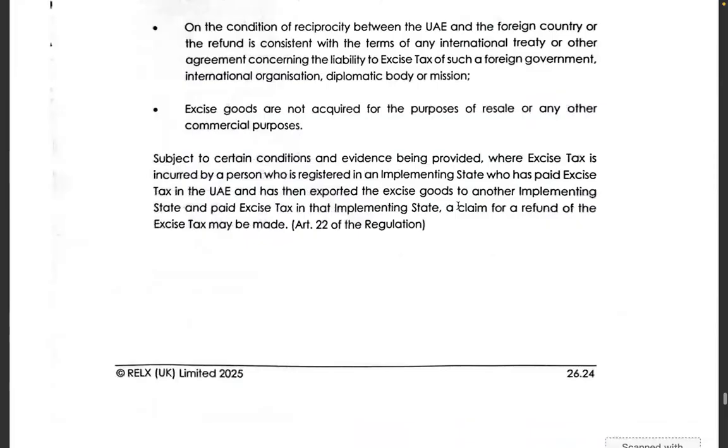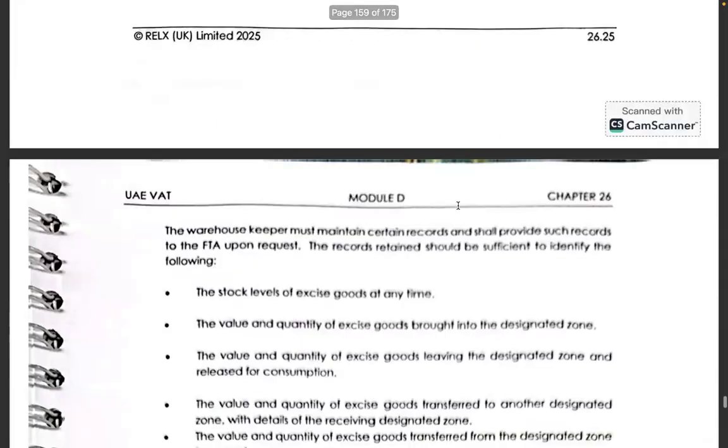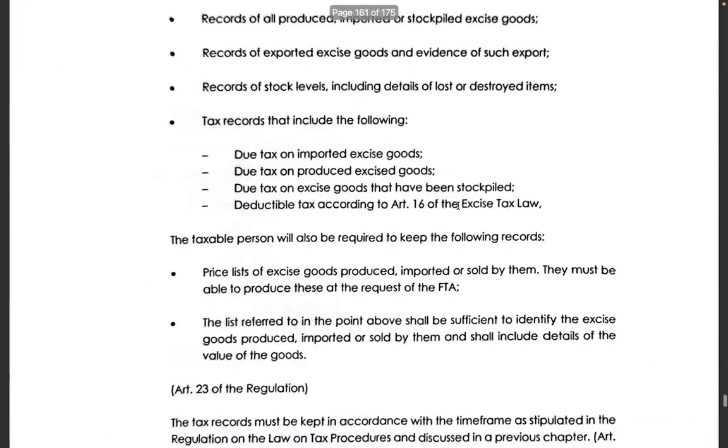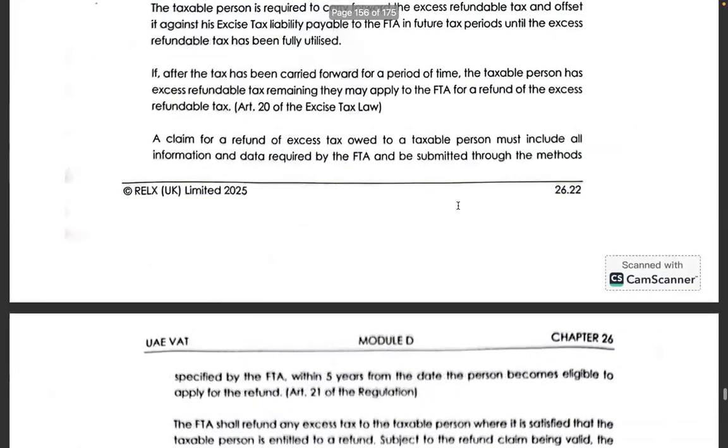So I guess we still have a few pages left, but we will finish this inshallah.